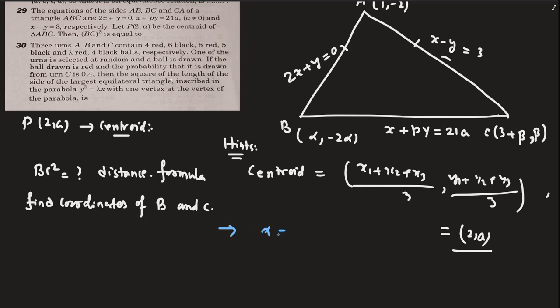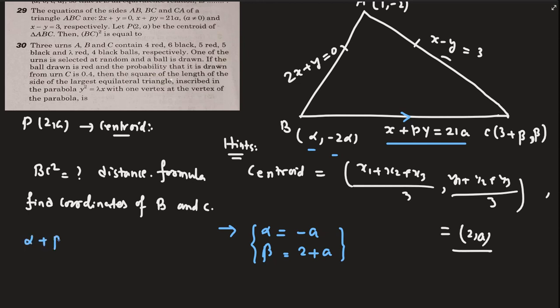Alpha you are getting as minus a, and your beta value will be 2 plus a. This is the value of alpha and beta. Alpha is minus a and beta is 2 plus a. After solving this, now what you will do? This alpha beta again lies on this line. So you can substitute this value.